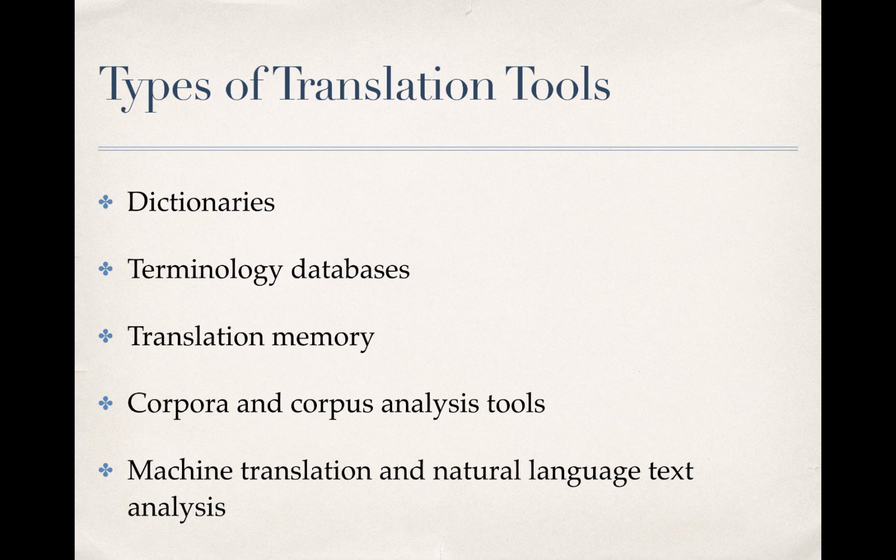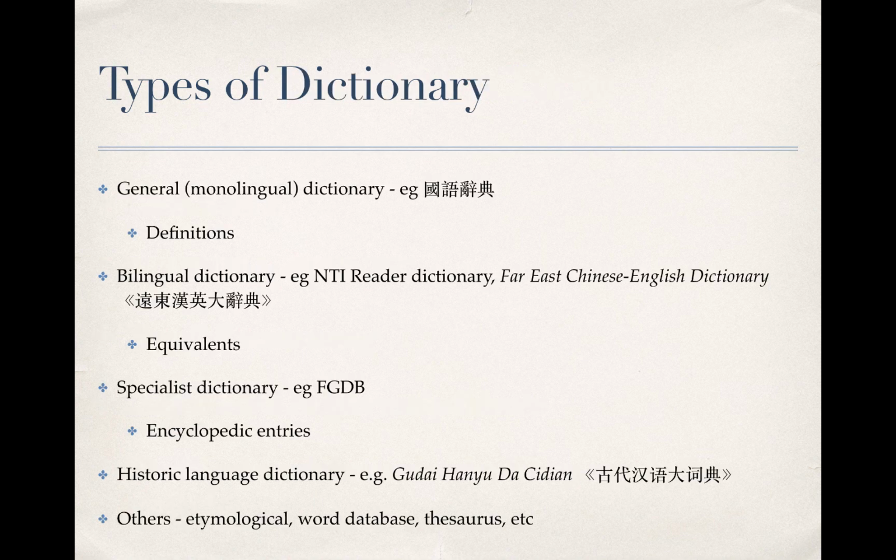And then we have machine translation and other natural language text analysis, which may not be ready now, but it's an emerging area that I think shouldn't be ignored. Types of dictionary.